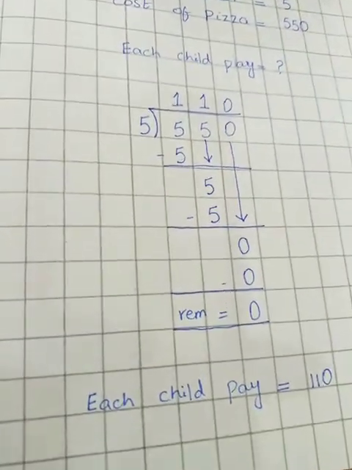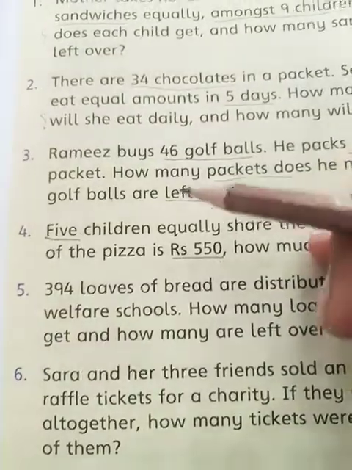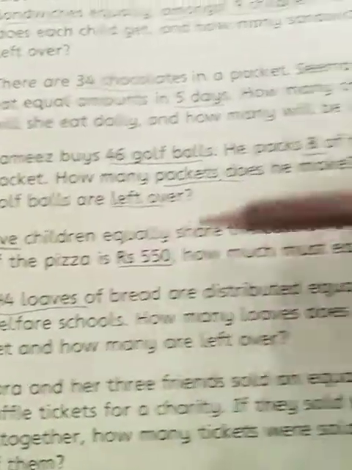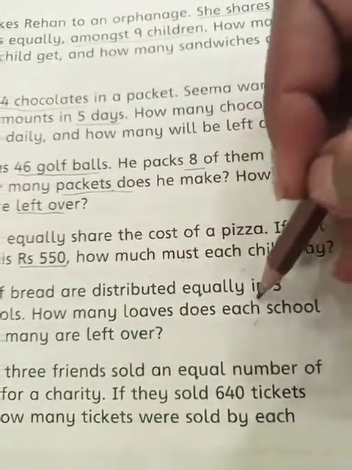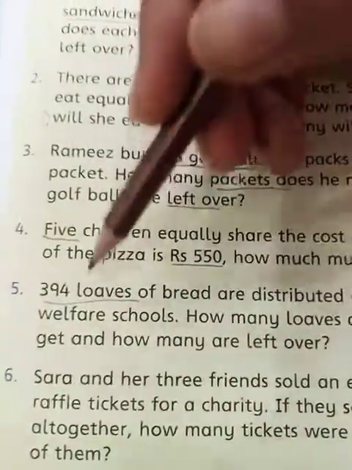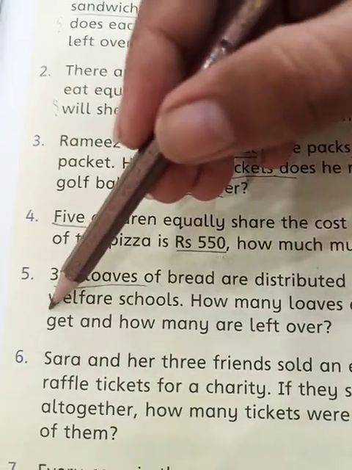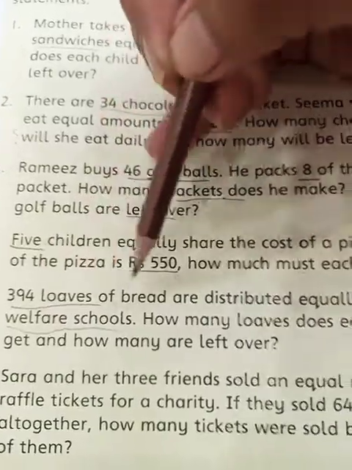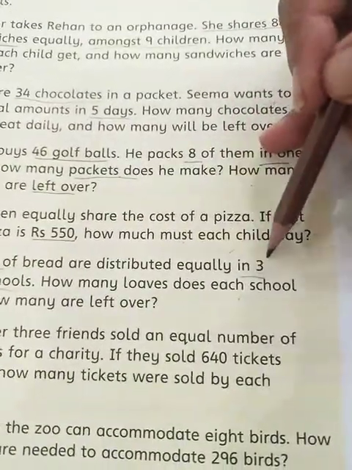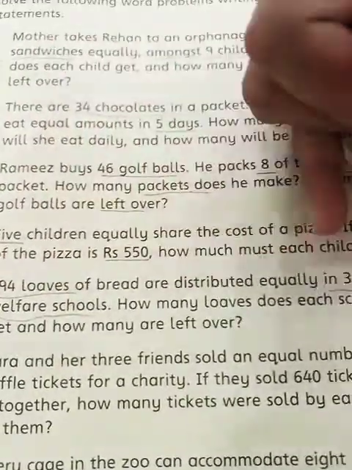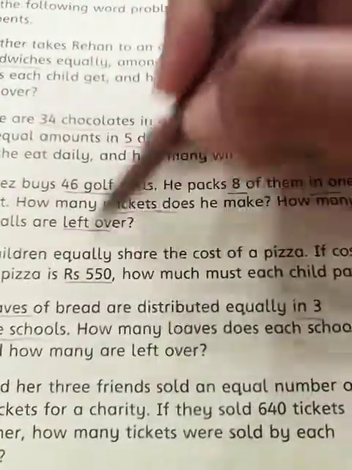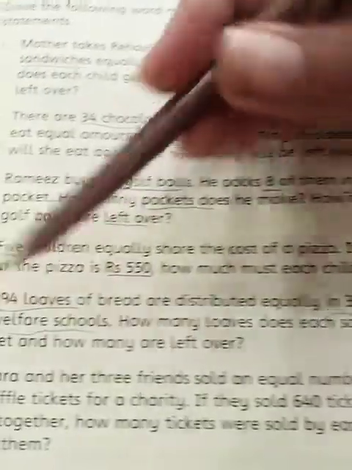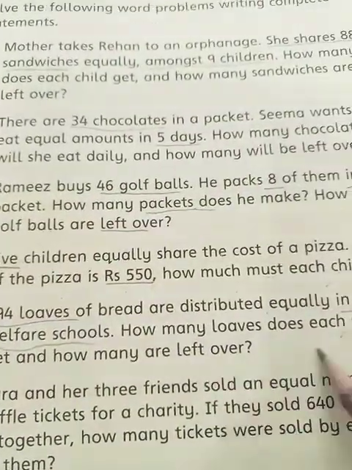Okay students, come toward our next question. Question number 5. 394 loaves of bread are distributed equally in 3 welfare schools. Okay students, how many loaves of bread are divided? 394 loaves of bread are divided in 3 welfare schools. In how many schools? Yes, the 3 schools. Next, our question portion is, how many loaves does each school get?